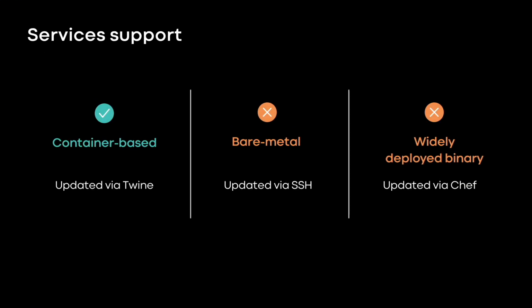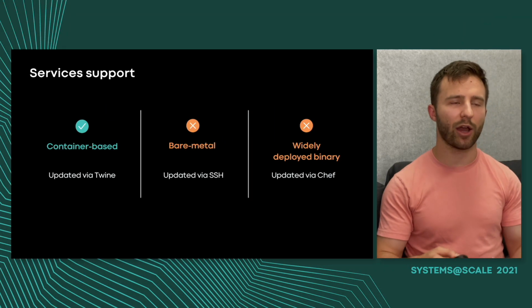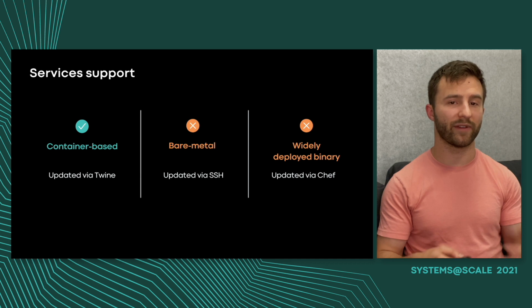But unfortunately, not every team could use Conveyor on day one. This is because the push node was built from the push command line tool, which only worked for Twine-based services. Twine is Facebook's container platform, which is used by most, but not all, backend teams. Some teams might run their code on bare metal hosts and update them directly through SSH. Other teams own widely deployed binaries, which are bits of code that run on most or all machines at Facebook. And updating all of these hosts one by one wouldn't be very scalable.